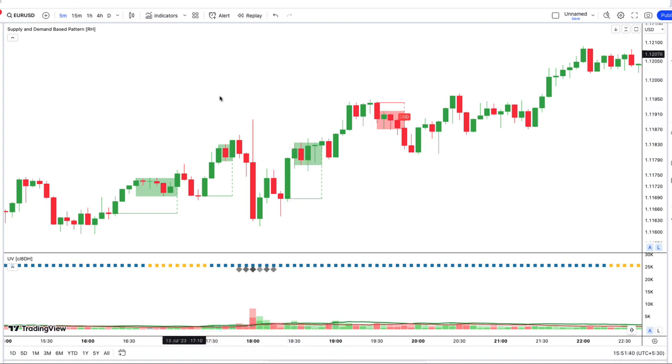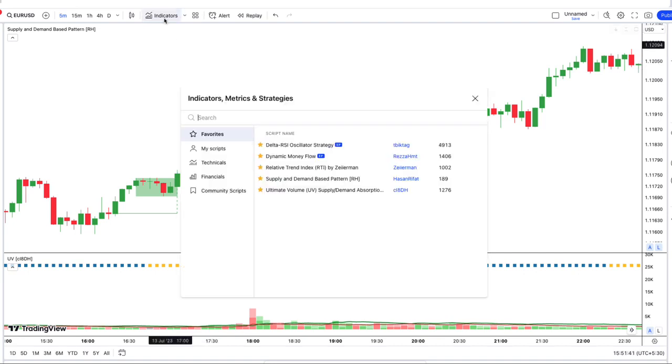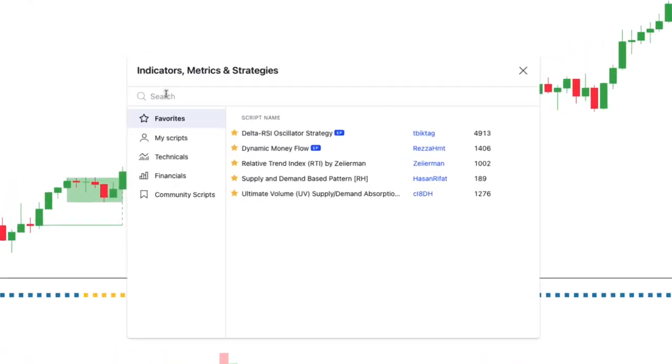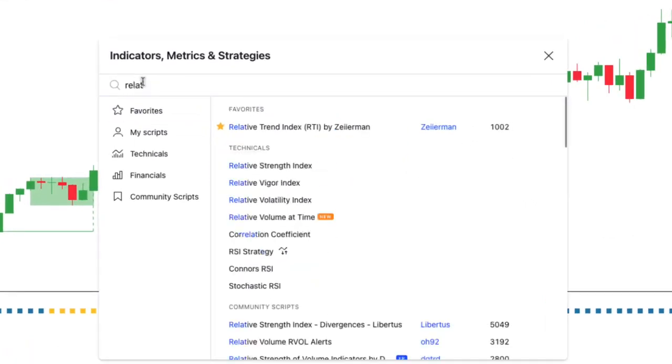Now it's time to add our final piece of the puzzle, our third indicator to the chart. Let's swing back to the Indicators Search tab and seek out the Relative Trend Index.